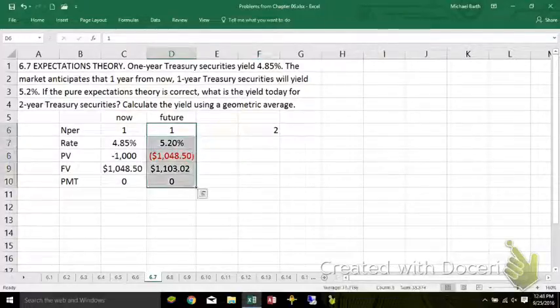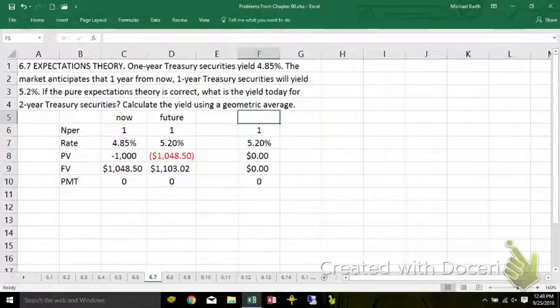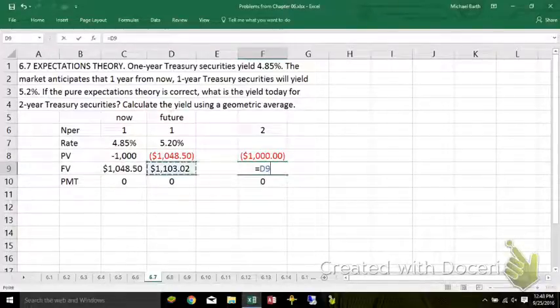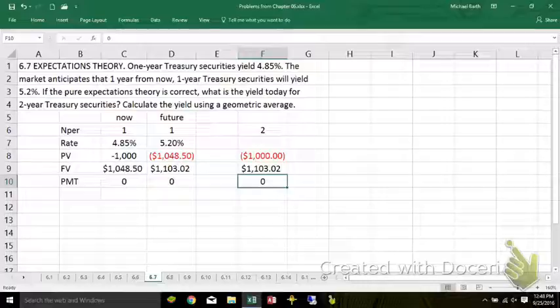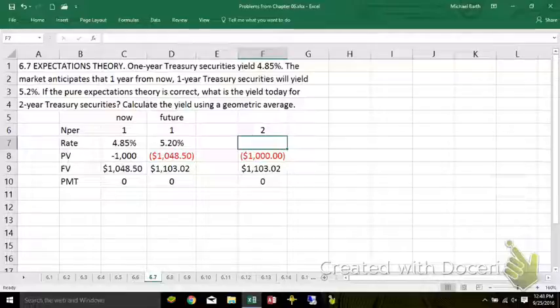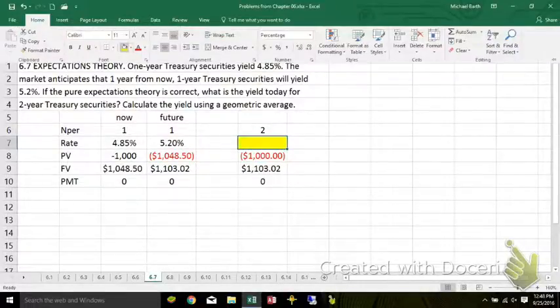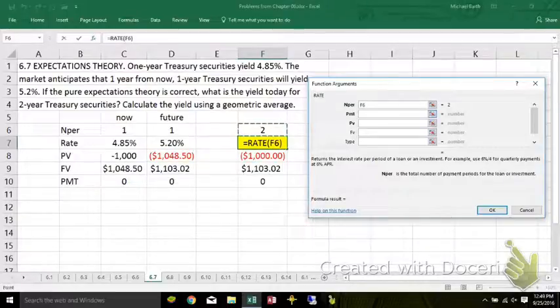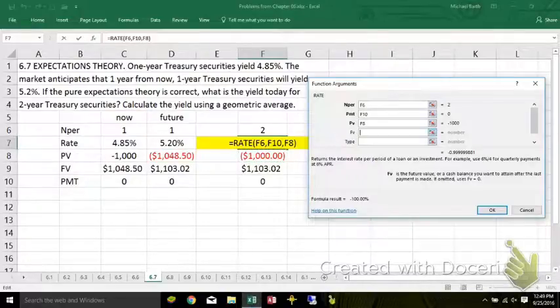Okay, well, or today you could lend to somebody for 2 years. Let me copy all this over. If you lent today for 2 years, and you took $1,000 out of your pocket, and then 2 years from now, you ended up with $1,103.02, what rate would be implied by all of that? And so if we equals rate, open parentheses, and solve for number of periods, payment, present value, future value.